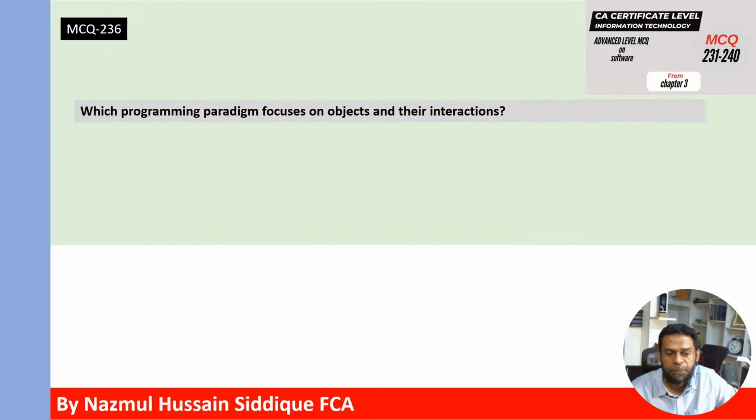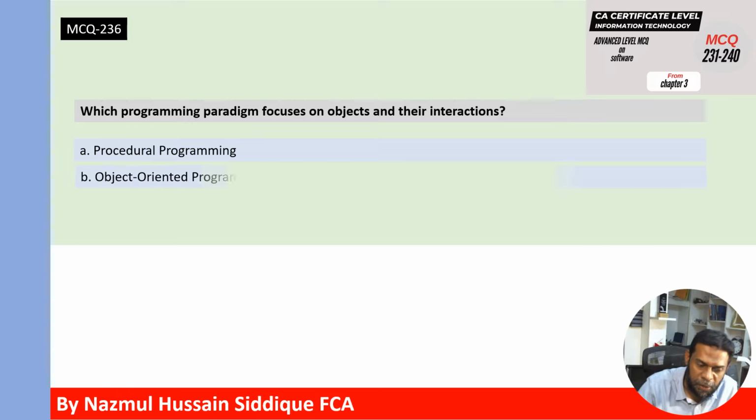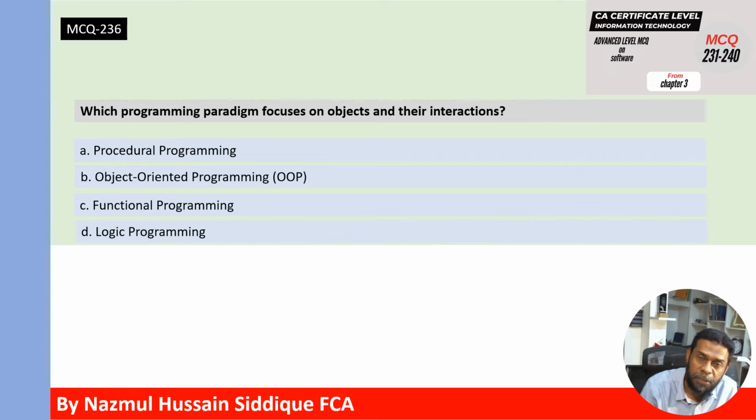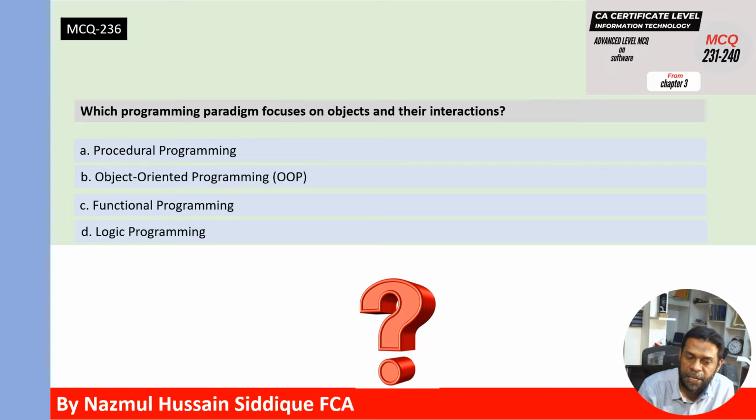Next question. Which programming paradigm focuses on objects and their interactions? Option A, procedural programming. Option B, object-oriented programming. Option C, functional programming. Option D, logic programming. Which programming paradigm focuses on objects and their interactions? Correct option is B, object-oriented programming. OOP is the programming paradigm that focuses on objects and their interactions.